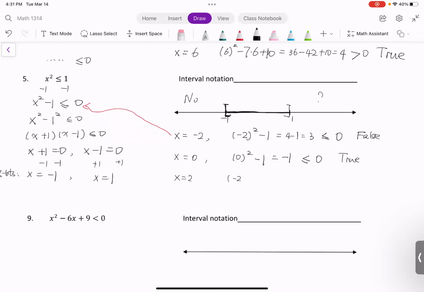Plus 2. 2 squared minus 1 is 4 minus 1. Is that 3? Yes. Is that less than or equal to 0? No, false. So we say no. We only highlight the interval between -1 and 1. So the interval notation is -1, 1 with brackets.